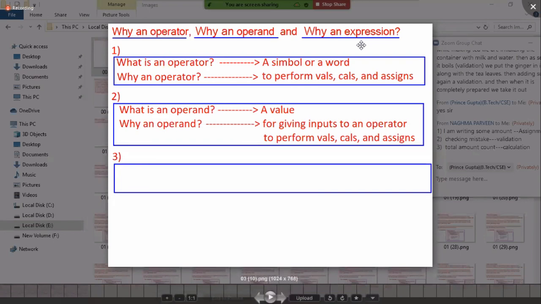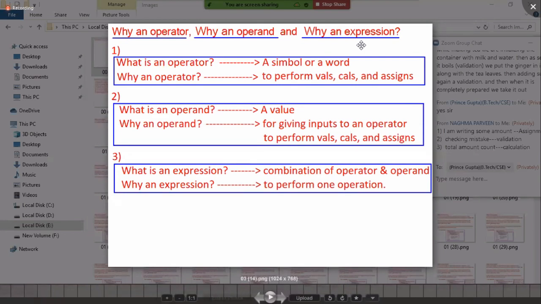Wonderful. Next, what is an expression? Expression is a combination of operator and operand. Why an expression? Expression is used for performing one operation. Which operation? Addition operation, subtraction operation, division operation, multiplication operation, deposit operation, withdraw operation, finding total marks of the student, finding rank and percentage of the student.